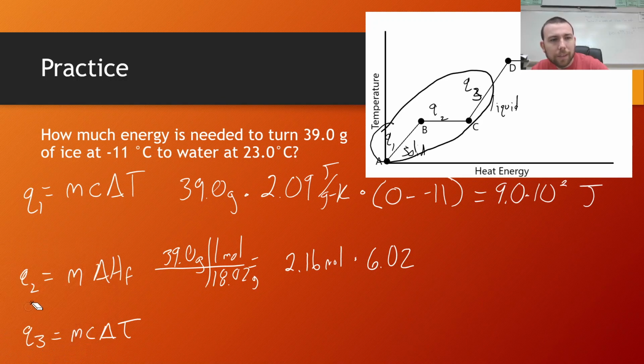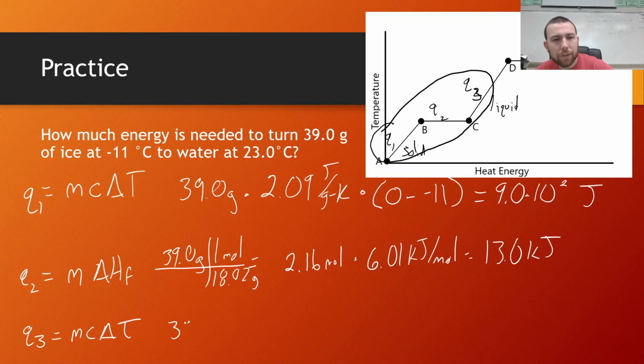I want to make sure we get the right values in there. 6.01 kilojoules per mole. So we combine those two terms: 2.16 times 6.01. That's going to give us roughly, to 3 sig figs, 13.0 kilojoules.